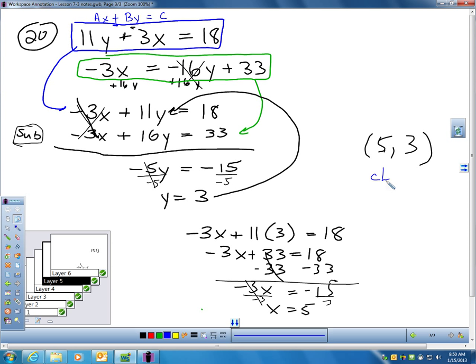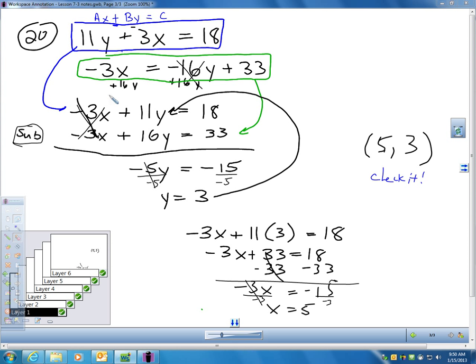I should check to see if 5, 3 works. Let's do that. I'm going to go to my first equation, and let me just erase what I had here. I've got to get the right layer. Let's try that one. There we go. I think that might be better.